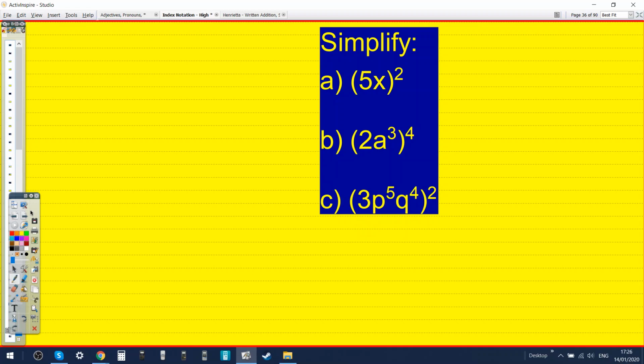Okay, let's try question A. Question A is 10 to... X to the 2. What is 5 squared? 5 squared is... It doesn't mean 5 times 2. 25. Yes, 25. It means 5 times itself. Okay, question B.